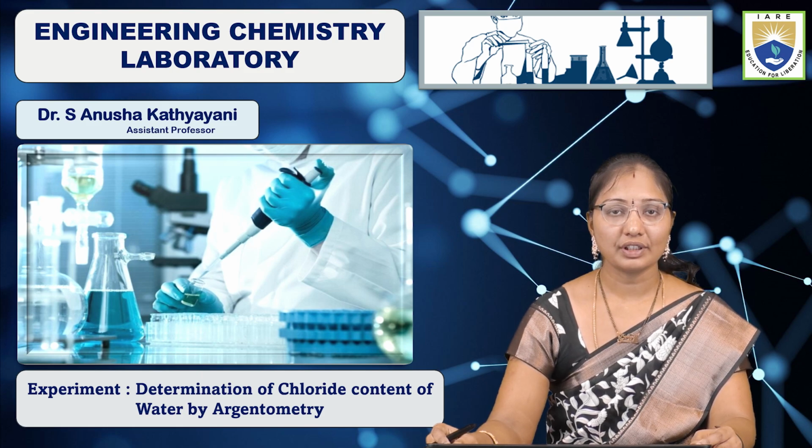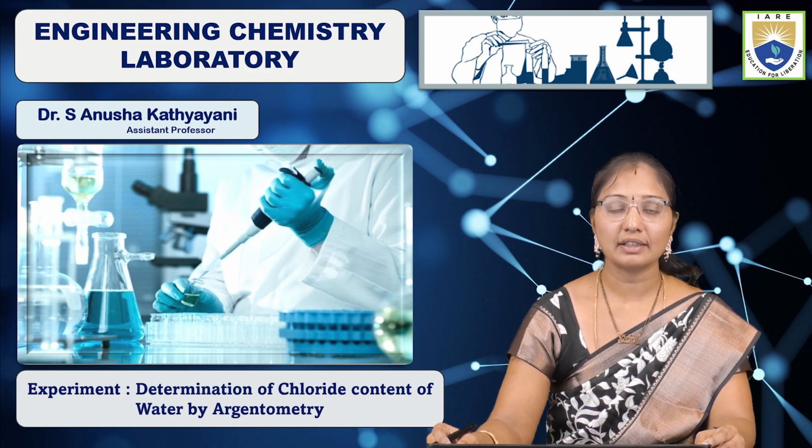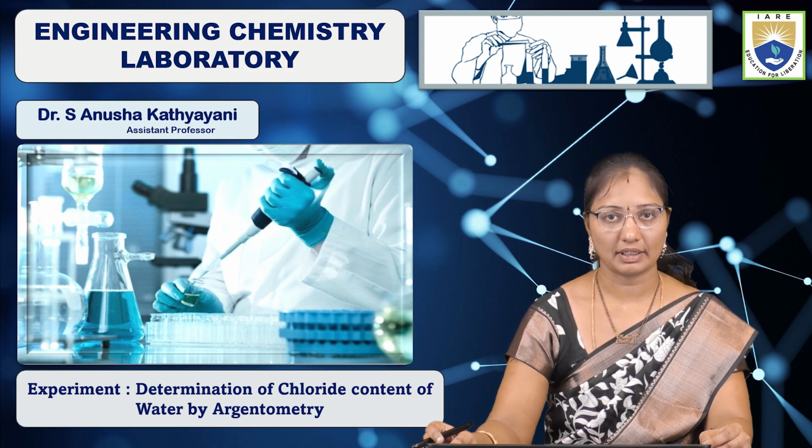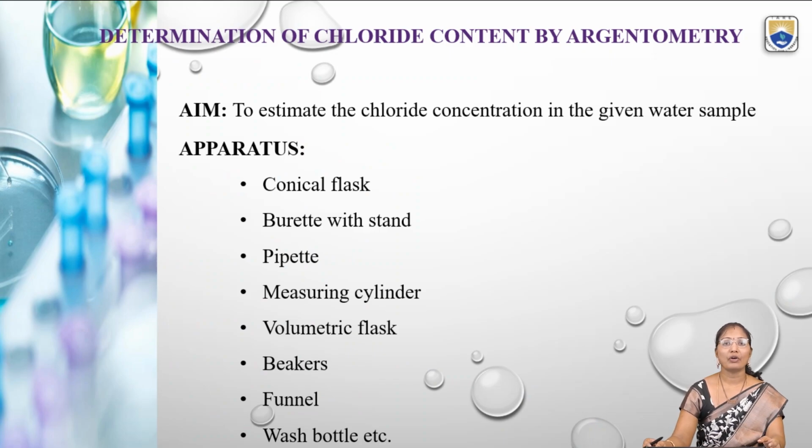Today, we are going to see one of the laboratory experiments in engineering chemistry, which is the determination of chloride in water by using Argentometry. So, what is the aim of the experiment? Here, to estimate the chloride concentration in the given sample. It may be drinking water or tap water. We are going to estimate the chloride concentration in the water sample.